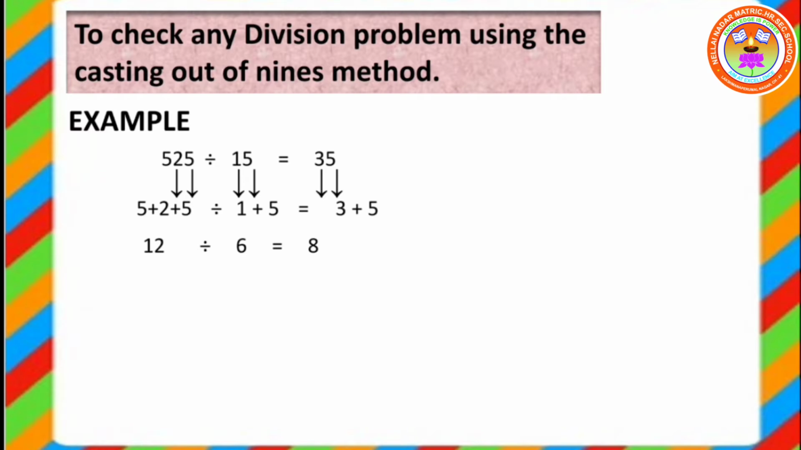Division is the reverse of multiplication. So, if this division goes to that side, what will happen? Multiplication: 12 is equal to 8 into 6. 12 equal to 48. 4 plus 8, 12. 12 is equal to 12. 1 plus 2, 1 plus 2. 3 is equal to 3. It is a division fact.